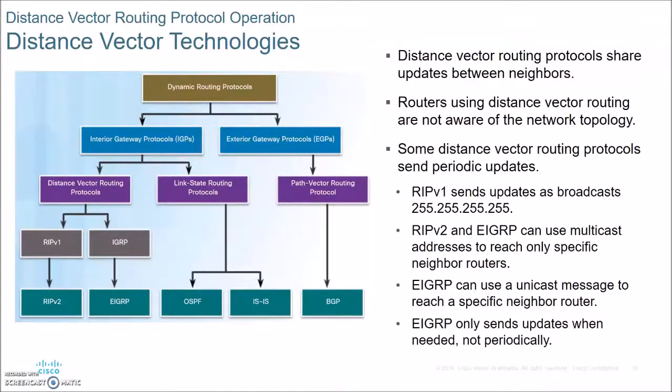Okay, EIGRP is slightly better. It's an improvement to RIP because it can also use unicast if you only want to send the update to a particular neighbor, rather than always use multicast. So you also save bandwidth. And EIGRP will only send updates when needed, not periodically. So only when there's a change in topology, I will send the update. I will not send the update periodically. So you also save bandwidth.